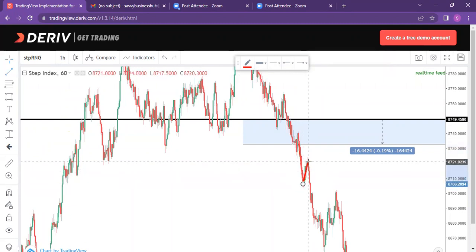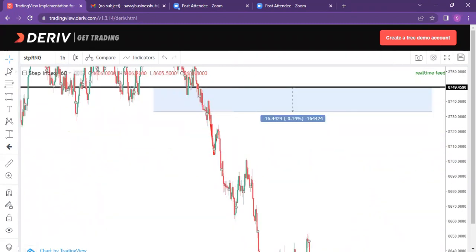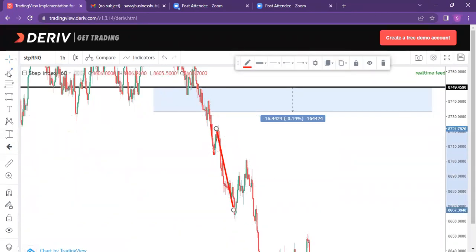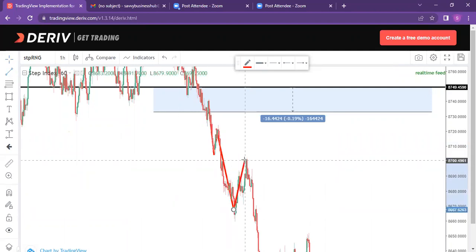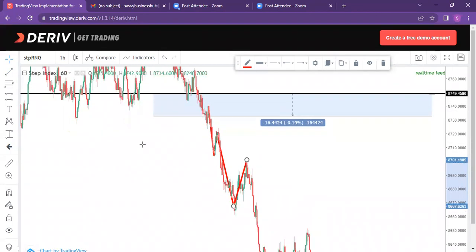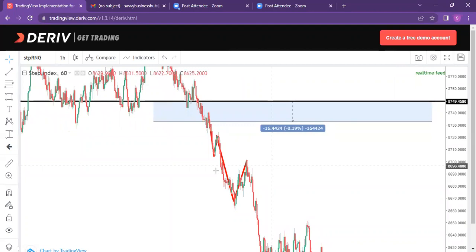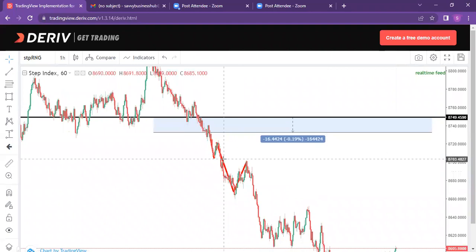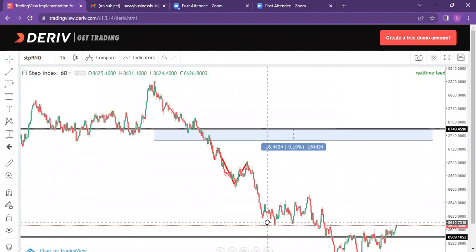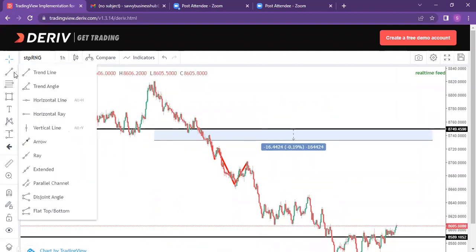You understand? Another drop again. Now look at this one. The next pullback was even much deeper than the previous one. Look at how deep that one was. So you don't want to get caught up in all of this. You just want to ensure that you trade the impulses, and if you can wait for a pullback, fine. If you cannot wait for a pullback, just take your profit and go.